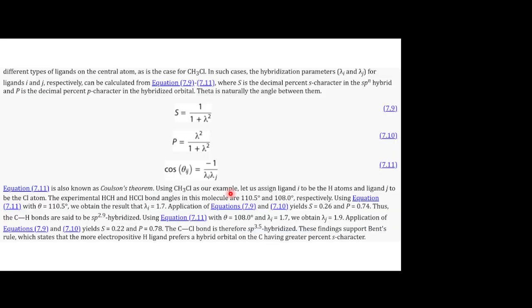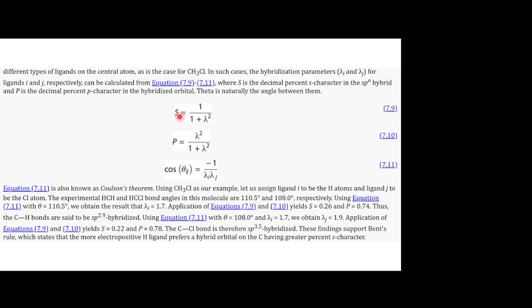All right. So different types of ligands on the central atom, like CH3Cl, are going to cause hybridization parameters. And so you would actually get a hybridization of your parameters due to these, and you'll get a cosine ij. So when you're looking at these, you're going to end up with ligands I and J, which would be your two different types of ligands, in this case, hydrogen and chlorine, right? And you would use this set of formulas right here to calculate this.